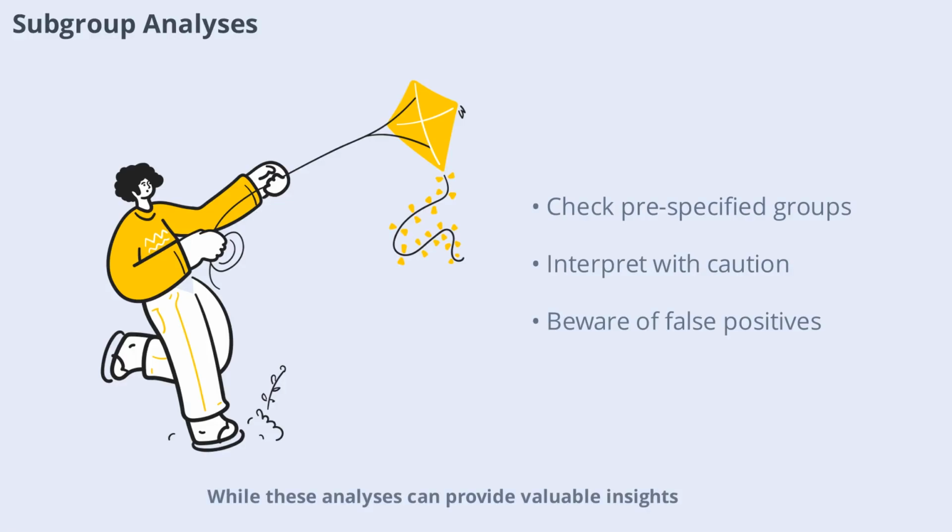Subgroup analyses examine effects in specific groups within the study population, such as by age or gender. While these analyses can provide valuable insights, they also increase the risk of false positives due to multiple comparisons. When reviewing conclusions, check whether subgroup findings are pre-specified and interpreted with caution.